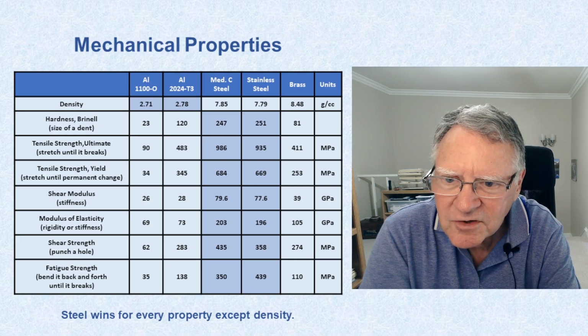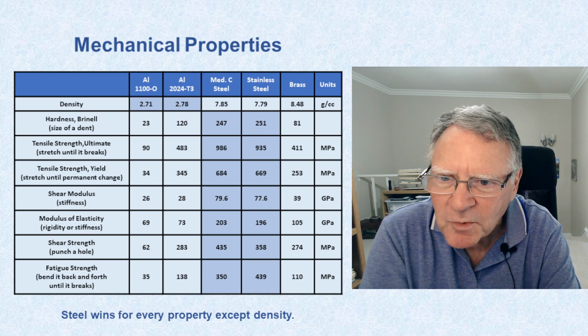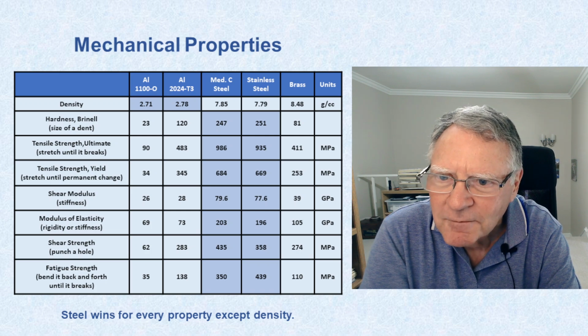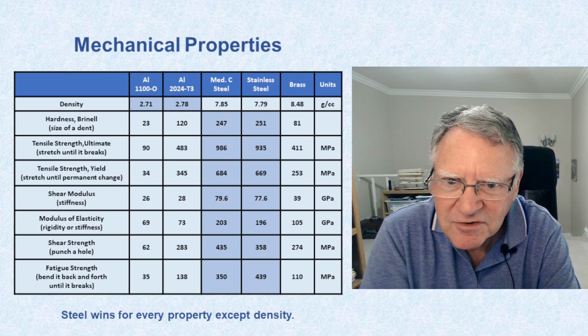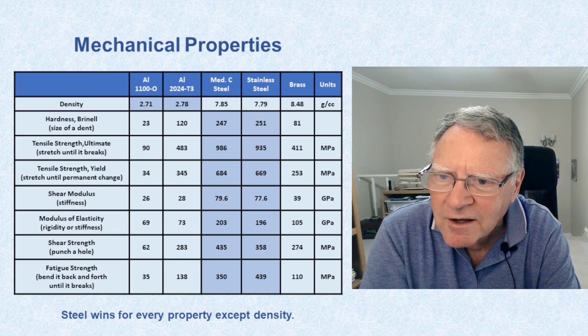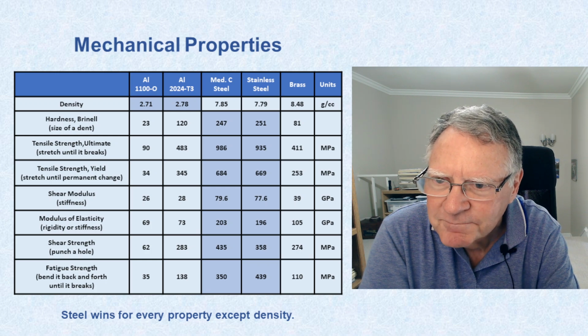Okay, let's look at the mechanical properties of these alloys. The first one is density. I think everybody knows what that is. In this particular case, it's given in metric units, grams per cubic centimeter. But the rest of these you might not be all that familiar with.